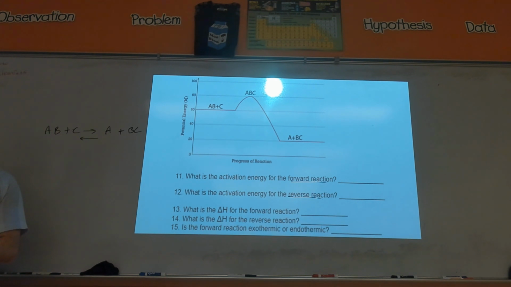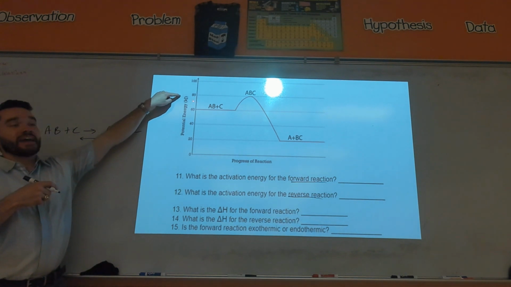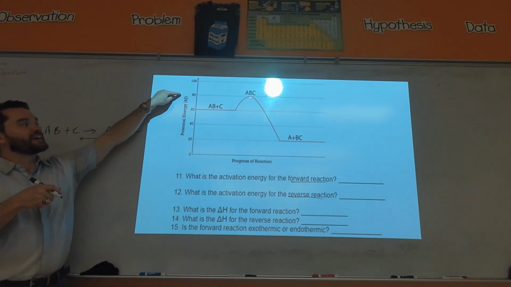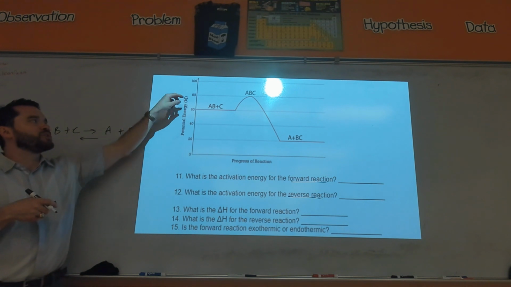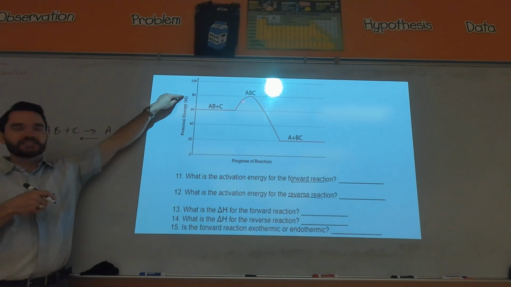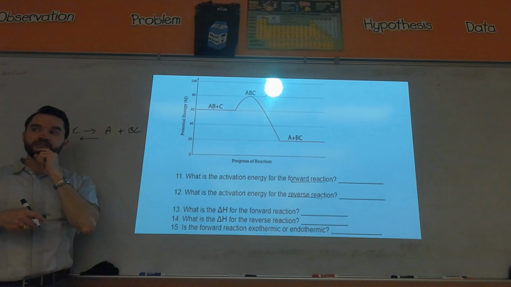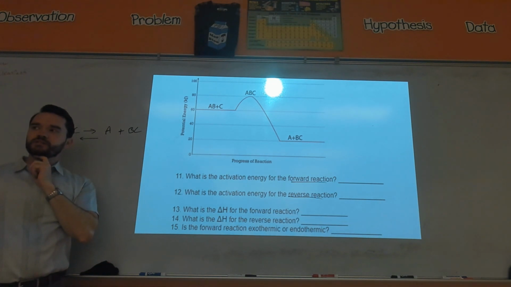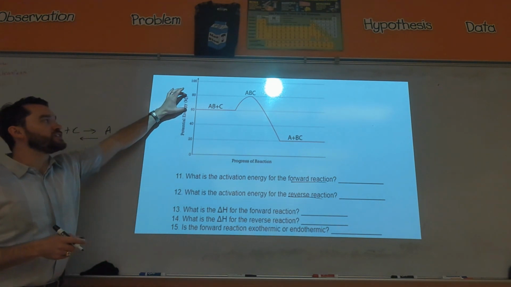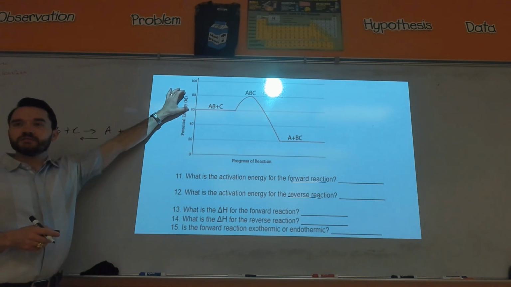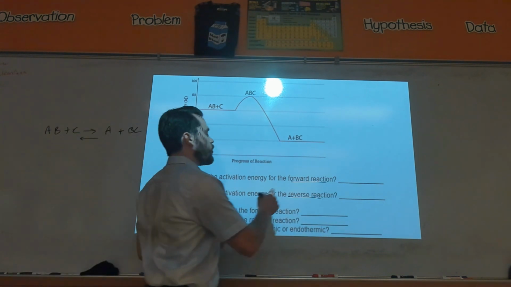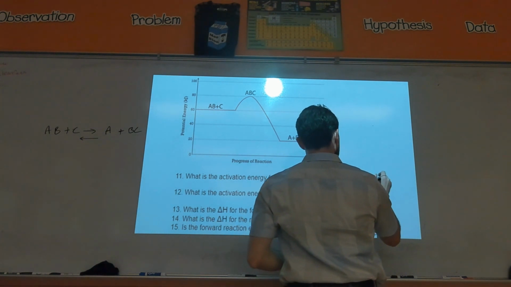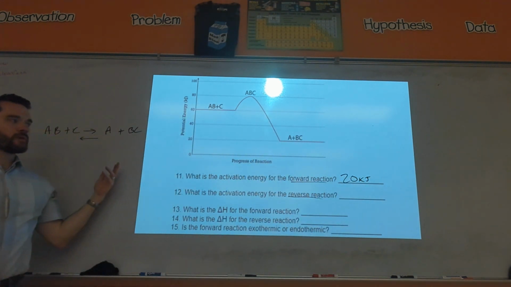What do we think? Sure? What is it? 60. Oh wait, for the forward reaction, I'm 80. Okay, so it would not be 80. Even though you're right, if I asked what's the potential energy of the activated complex, ABC, that would be 80. So then what would, Nora? 20, good. It's the difference between where you start and where you end. Okay, so this would be 20 kilojoules. All right, then what about the reverse reaction?